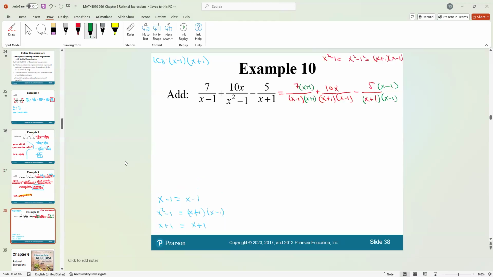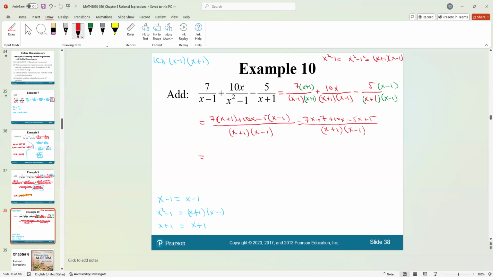Now, I need space. Now that we do that, how about we put everything together because the denominator is the same. We can do 7 times x plus 1 plus 10x minus 5 times x minus 1 over x plus 1 times x minus 1. Distribute the top part, 7x plus 7. By now, I'm hoping everyone can do that. Plus 10x minus 5x plus 5 over the denominator.